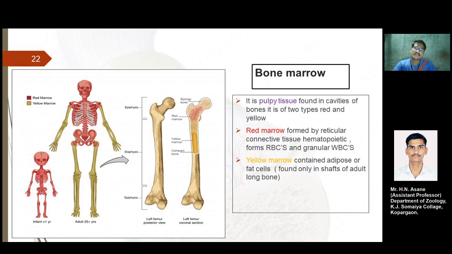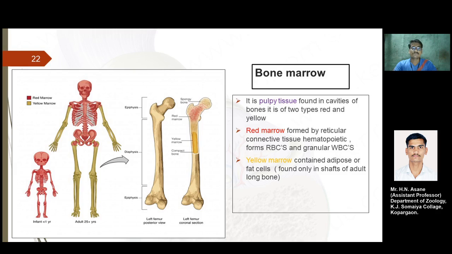But in the adult, there is a change: some bones of the adult are converted into yellow marrow. This pulpy tissue is in abundance in the long bones and some other bones, where fat cells, or adipose tissues, are in abundance. They function in collecting fat, or fat deposition, and since it is yellow in color, it is named the yellow marrow.